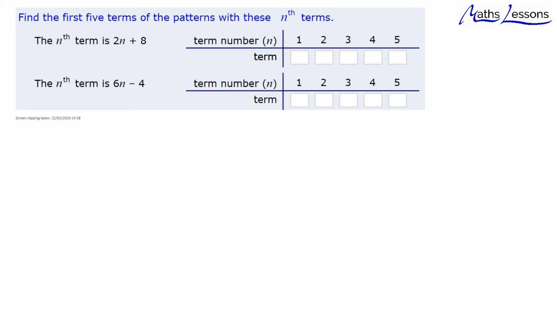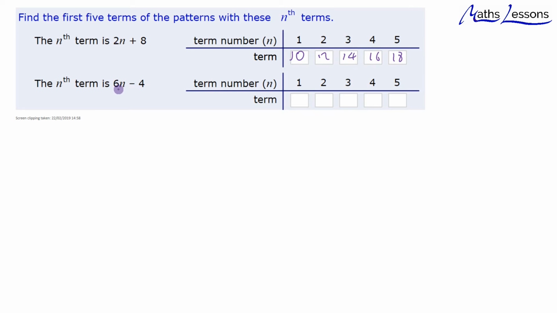Okay, so the trick of this is just to do the first one. You get 2 times 1 plus 8, which gives you 10. And the 2 times n tells you how much it goes up by. It goes up by 2 every time. So it goes 12, 14, 16, 18.